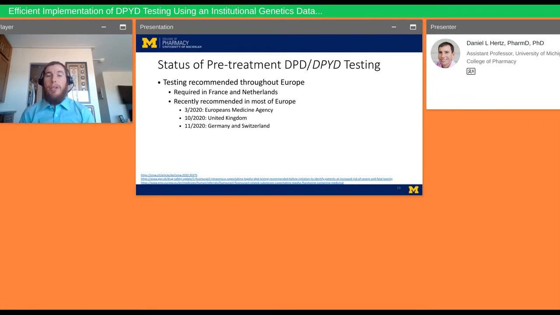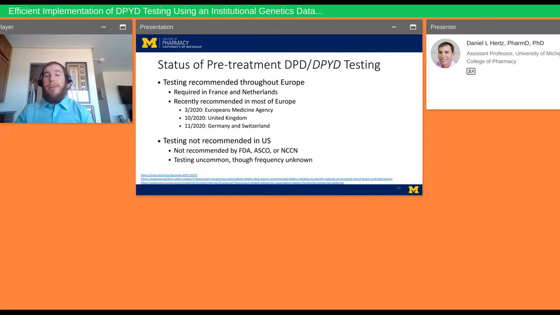Many groups have agreed that we have surpassed the threshold of clinical utility, and testing is now recommended throughout Europe. Testing for DPYD or DPD activity is required in France and the Netherlands, and over the course of 2020 has been recommended by many of the medical agencies in Europe, including the European Medicines Agency. However, in the United States, testing is not recommended by any major body, including the FDA, ASCO, or the NCCN. And currently, although we believe that testing is uncommon, the frequency of testing in the United States is unknown.